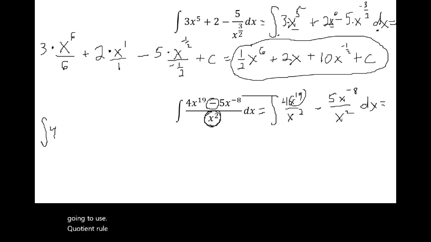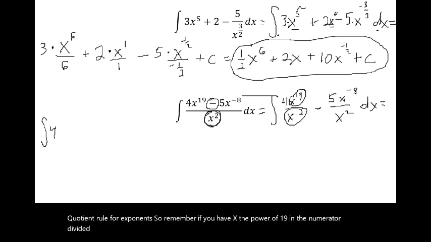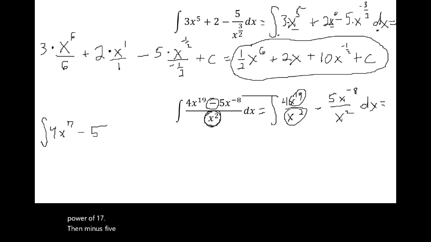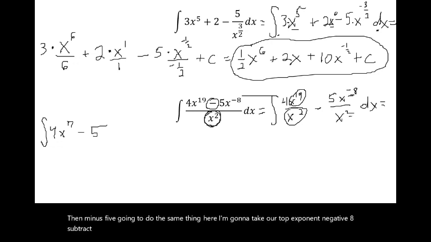So remember, if you have x to the power of 19 in the numerator divided by x squared, you can simplify by subtracting the powers, so that'll give us 4x to the power of 17. Then minus 5, I'm going to do the same thing here. I'm going to take our top exponent, negative 8, subtract our bottom exponent, negative 2, and that will give us minus 5x to the power of negative 10.